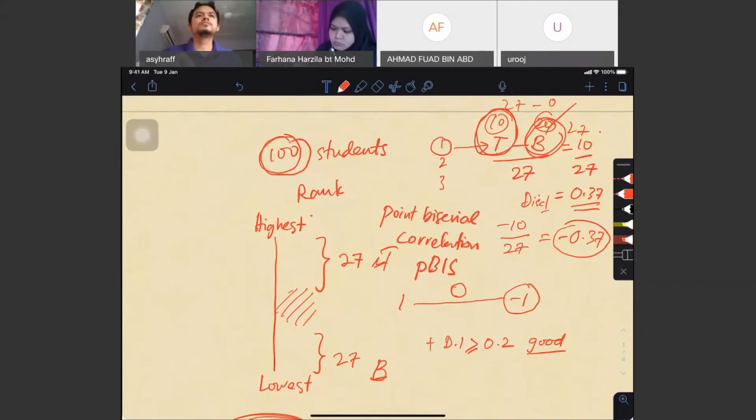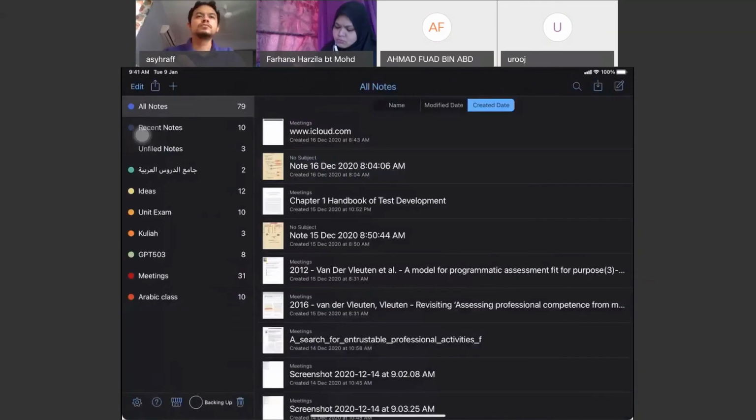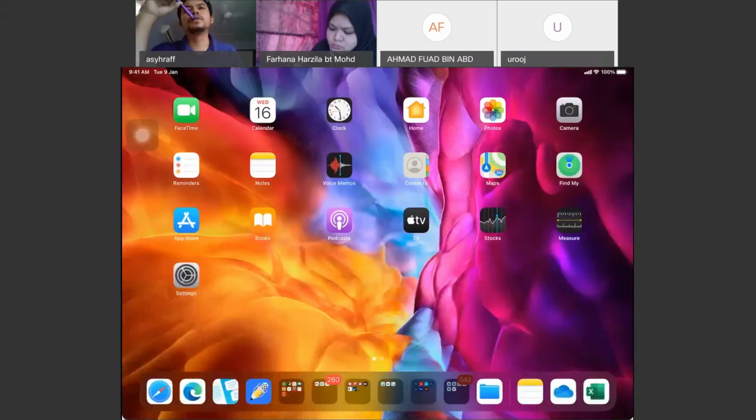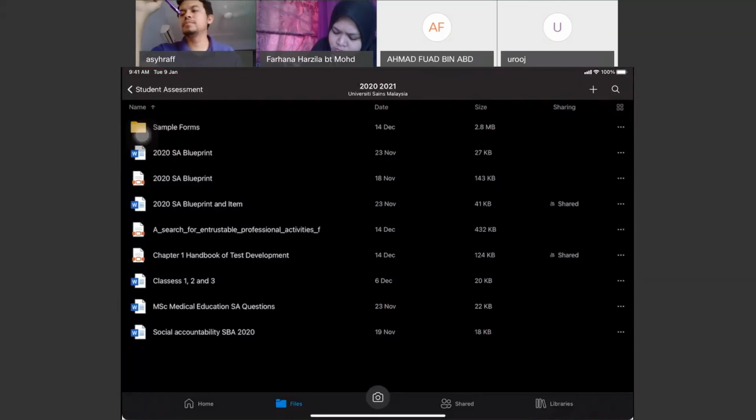And okay, I'll show you the actual item analysis. So we don't really need to know the calculation of the point biserial correlation. No, the computer does that. Okay.